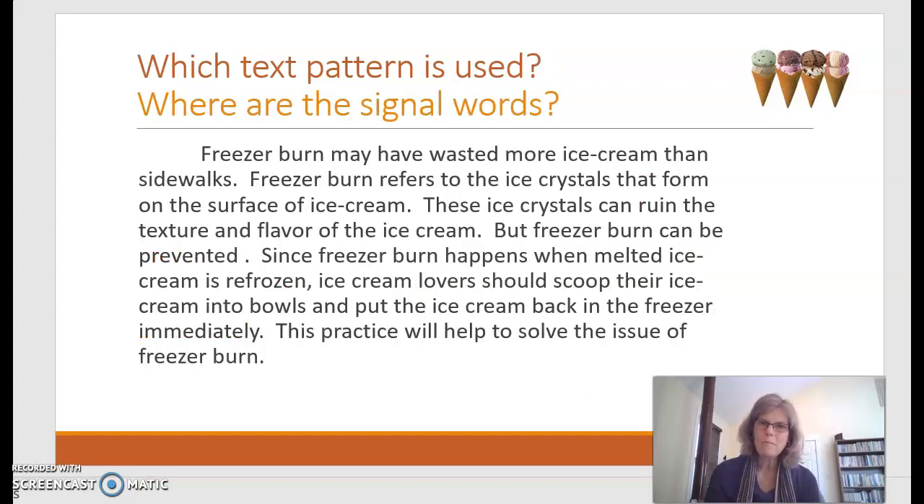Here, look at just one more. And again, it's about ice cream. But what do you see here? What is the text pattern?